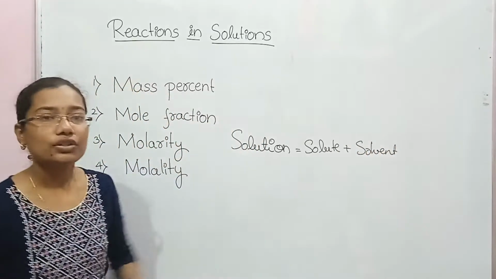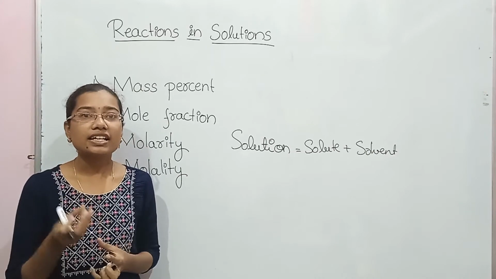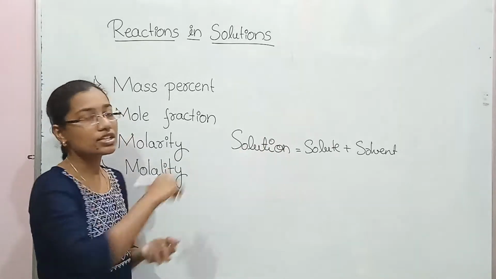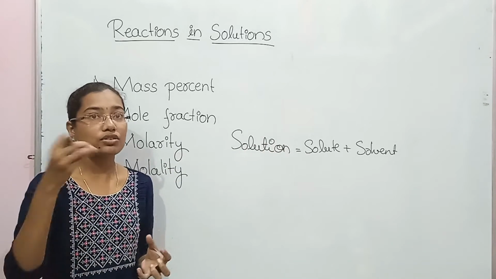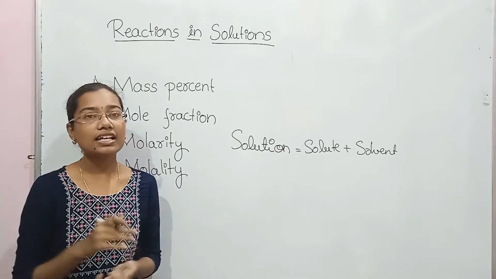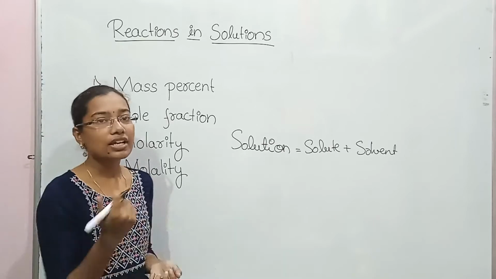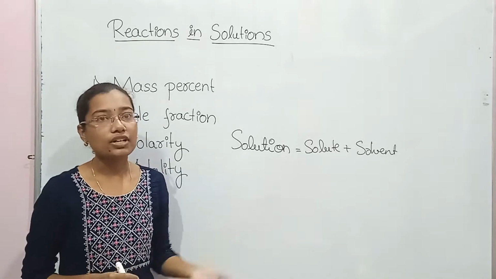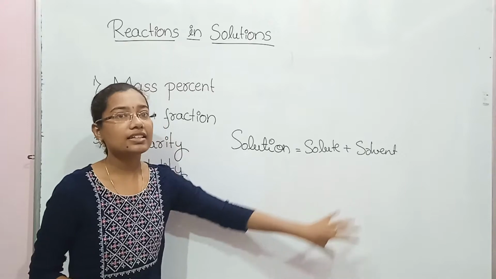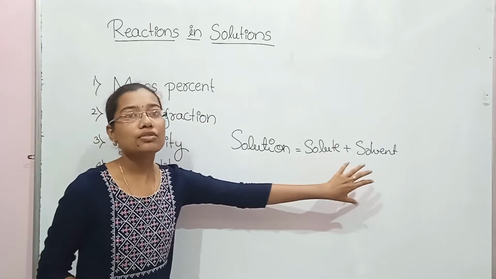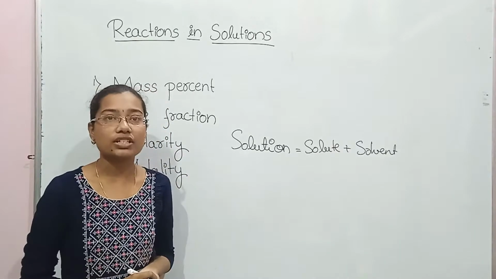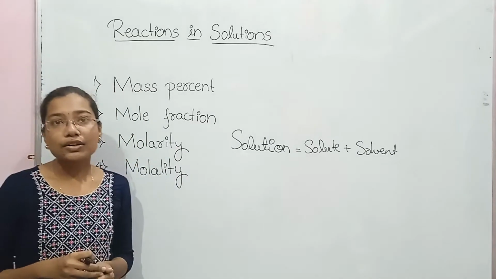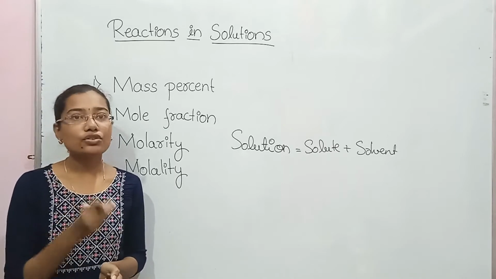What do you mean by solute? Solute is the one which is in lesser amount, in small amount, which is dissolved in the solvent. Solvent is the one which dissolves the solute and which is in large amount. Okay. For example, you can take sugar solution. In sugar solution, sugar is the solute and water is the solvent. And the combination of sugar and water becomes sugar solution. This is nothing but the solution. Okay. Like that, we have to take the reactants in their solution form.